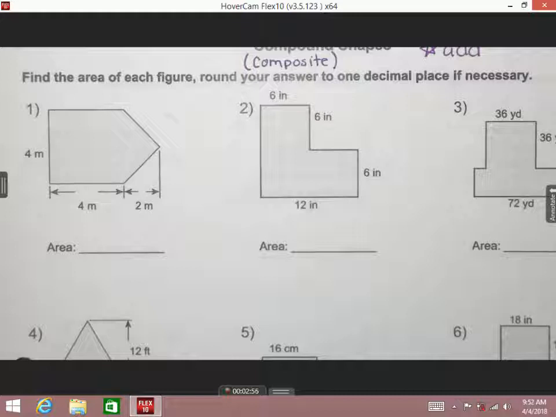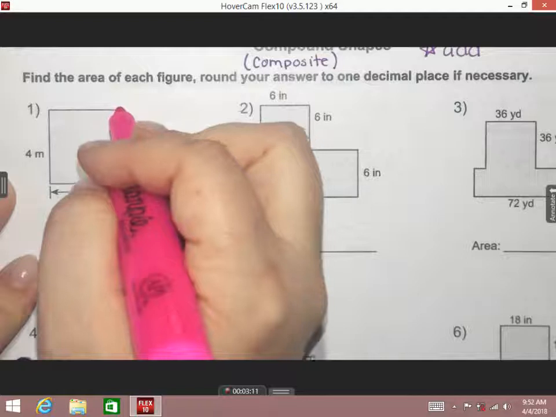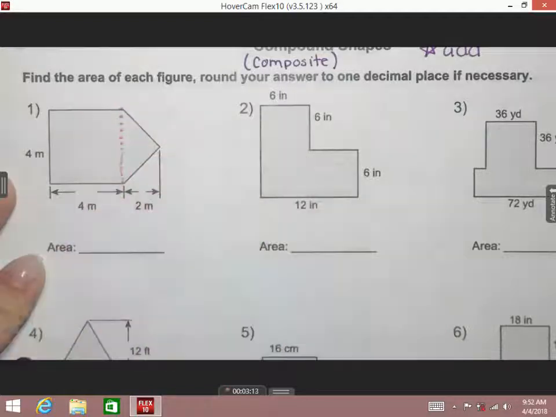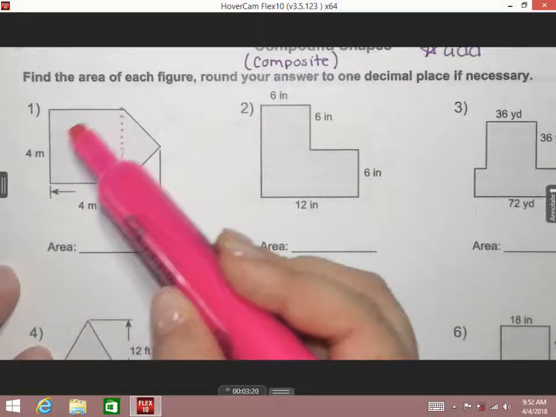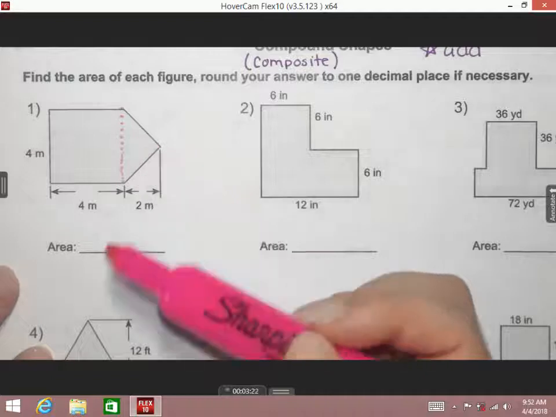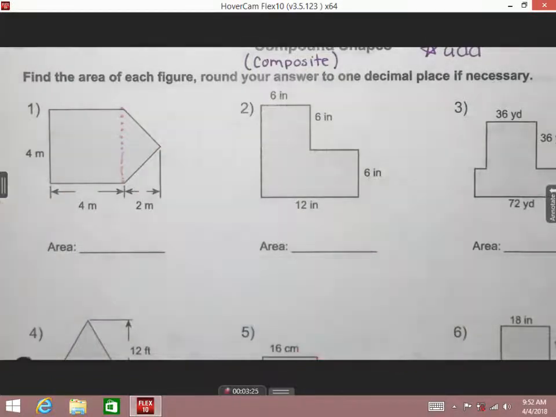Raise your hand if you think you can go up to the front and show me where to split it. Kira? Right here. Excellent. So here is saying that I can split it right there. When I split it there, we can see that we now have a rectangular shape or a square shape and a triangle. Before we work the problem, we want to label so that we know which one is which.